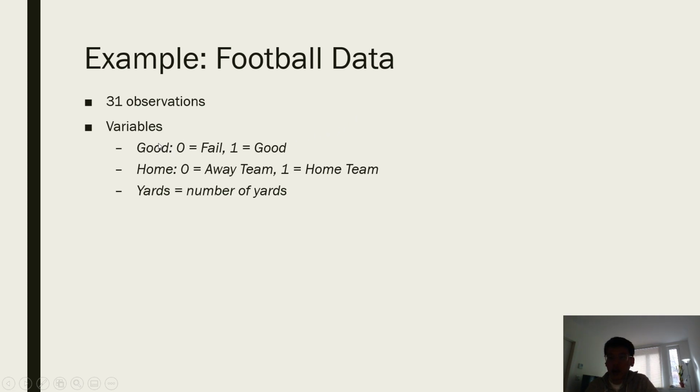As you can see here, we have our dependent variable, which is a binary variable, and for the complete versus incomplete passes, I guess a good versus fail is actually win versus loss, or touchdown versus no touchdown. Oh, okay. The complete versus incomplete. Yeah, I sort of guessed that.